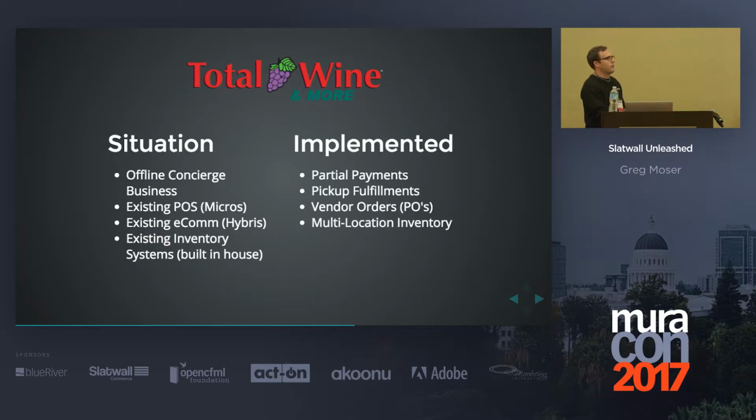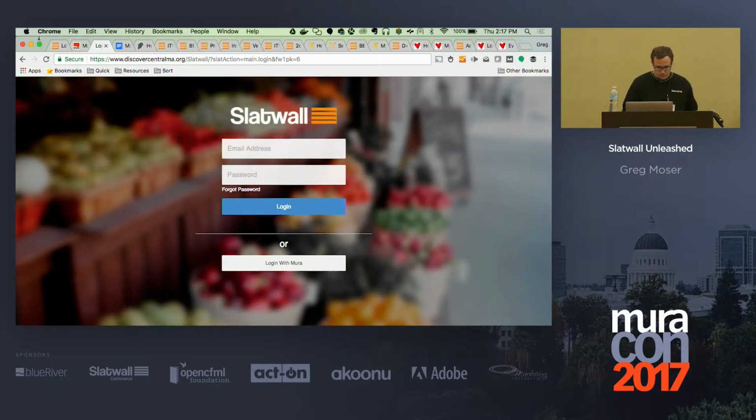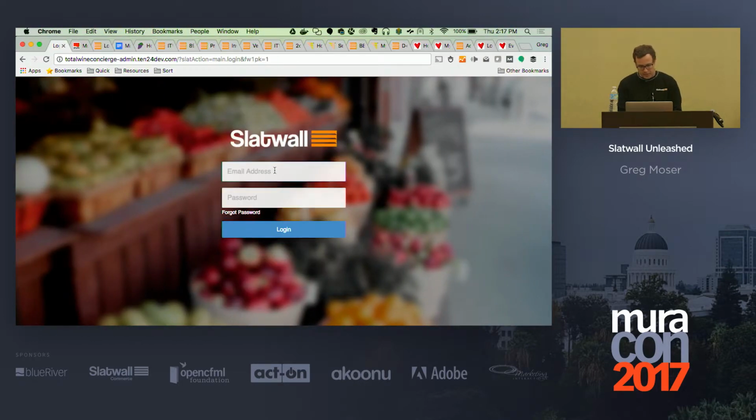And then they had to track it from when it got shipped to the warehouse into the individual stores. They wanted to be able to see that, track it, et cetera. And so we implemented that multi-location inventory and email templates and workflow here. So what does that really mean? What does that look like?